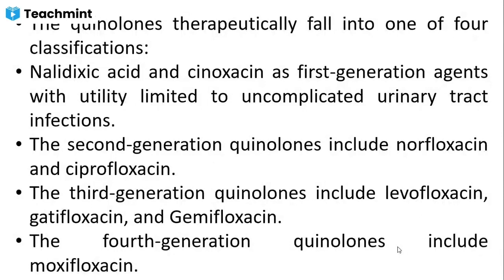Then the second generation quinolones include norfloxacin and ciprofloxacin. Now here the term floxacin means what? They have the fluorine substitution at the sixth carbon. So second, third, and fourth generation contain the fluorine substitution. Means the second, third, and fourth generation are the fluoroquinolones, and the first generation are only quinolones. Okay. Then the third generation quinolones include levofloxacin, gatifloxacin, and gemifloxacin. And the fourth generation quinolones include moxifloxacin. So this is how the quinolones are classified into the four different classes.